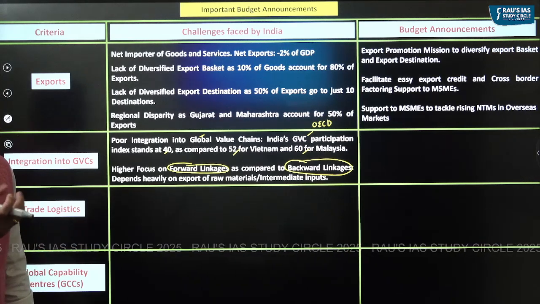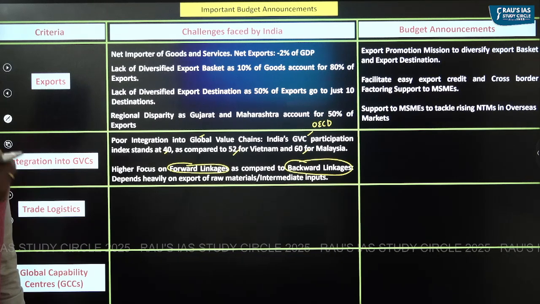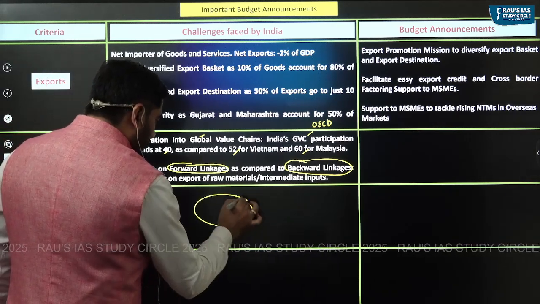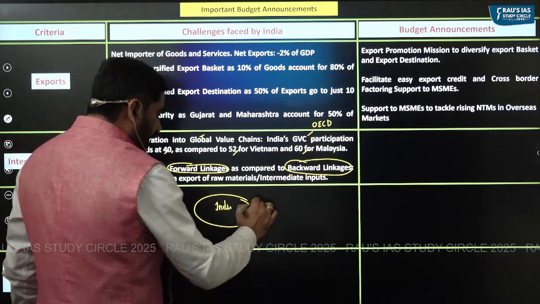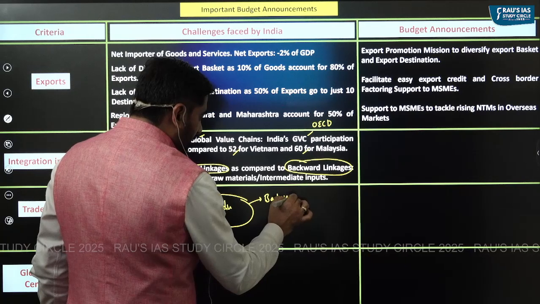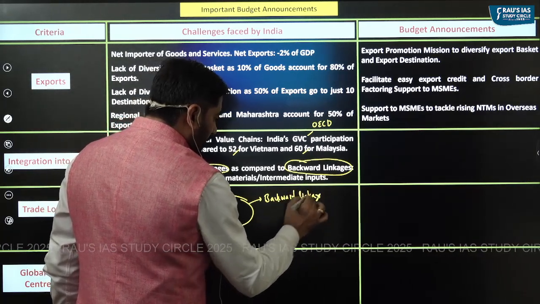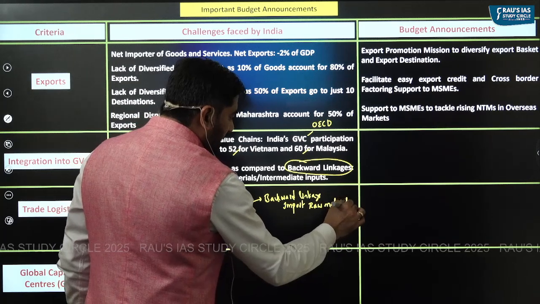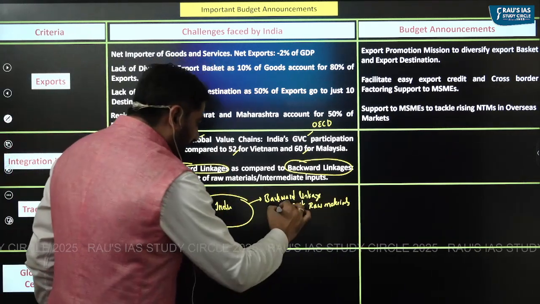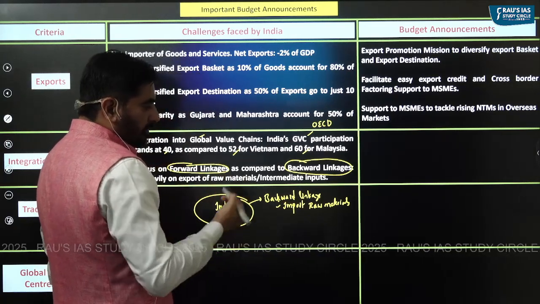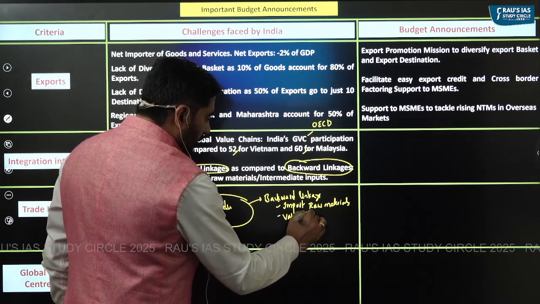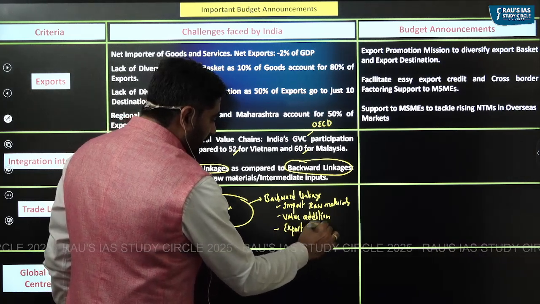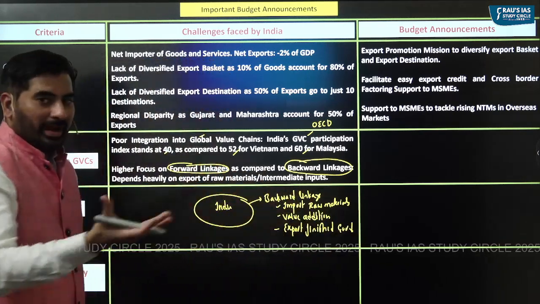So it becomes quite important to understand what backward linkage and forward linkage are in the context of global value chains. Let me explain this through an example. Now let's say this is India. India can have a backward linkage. Backward linkage means we would import raw materials or intermediate inputs from other countries. After importing intermediate inputs or raw materials, we'll do value addition to those inputs. And then we will be exporting the finished products to other countries. That is what backward linkage is.